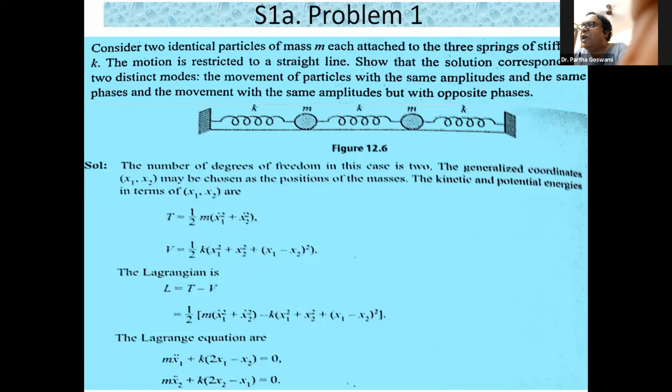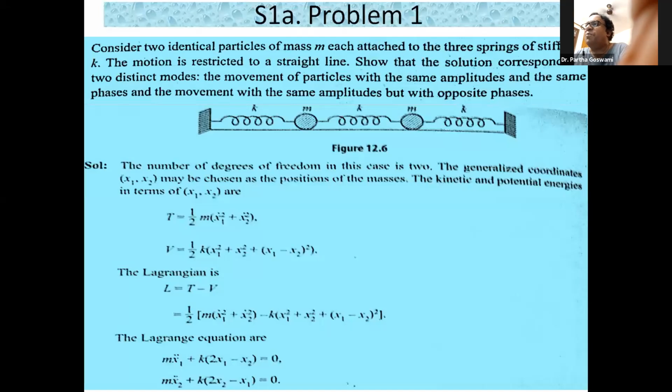The note that I have at the bottom: the solutions unveil that two distinct modes exist here. The mode with eigenfrequency omega corresponds to movement of particles with the same phase, whereas the mode with eigenfrequency omega dash corresponds to movement with opposite phase. And why same and opposite? The plus and minus sign explains that. Amplitude in both the cases remains the same, and the general solution is just this. So this is our first problem.